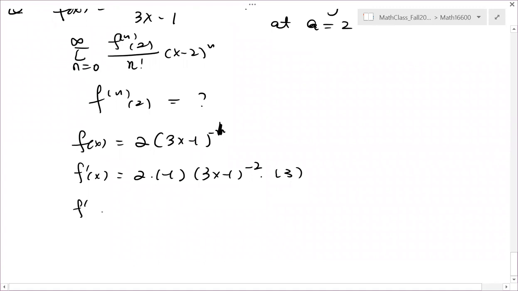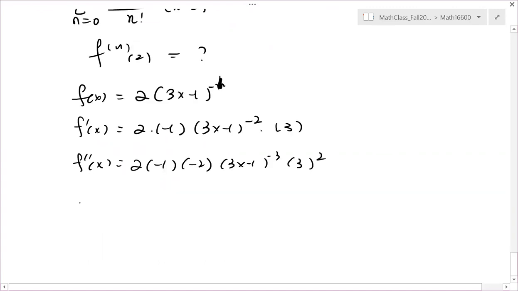Then the second derivative. The problem is that students are inclined to multiply them out. Then after you differentiate 4 times, you still don't see the pattern of the coefficients, okay? So then negative 2, you see? (3x minus 1) to the negative 3, and 3 again, so 3 squared, right? And the pattern shows up. And the third time: 2, negative 1, negative 2, negative 3, (3x minus 1) to the negative 4, and then again another 3, so 3 cubed.